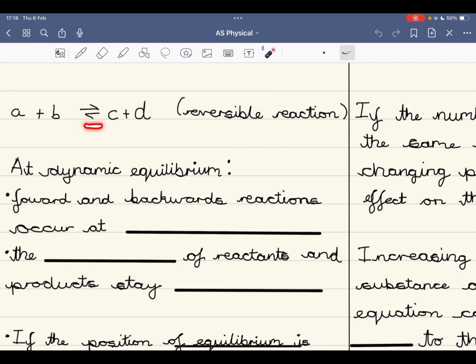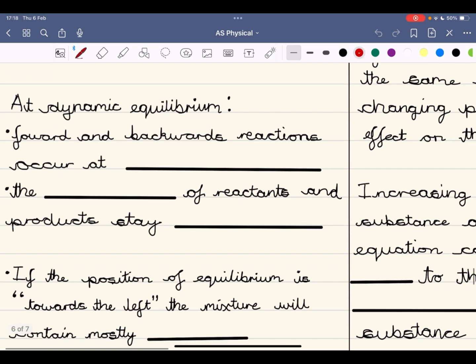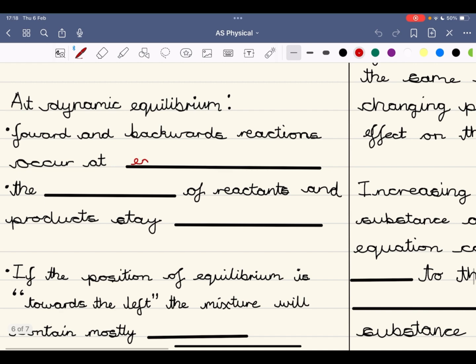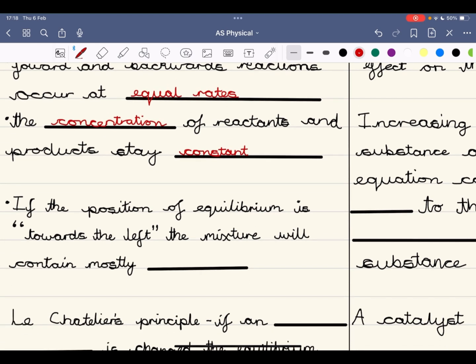This arrow here shows that the reaction is reversible. At dynamic equilibrium, the forward and backward reactions occur at equal rates, and also the concentrations of the reactants and products stay constant. If the position of equilibrium is towards the left, the mixture will contain mostly reactants.